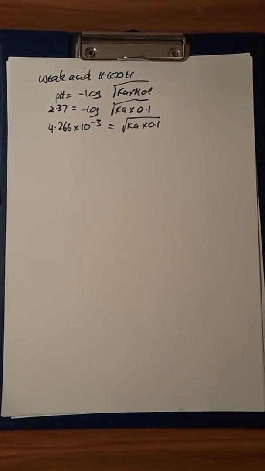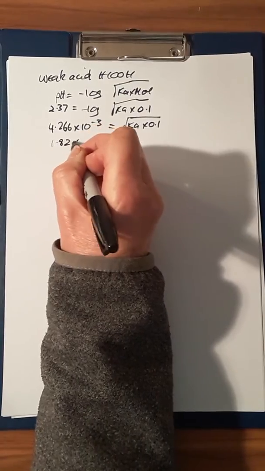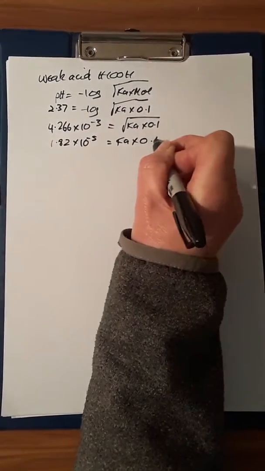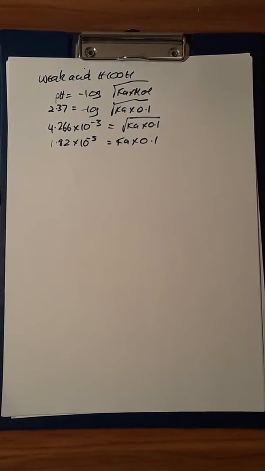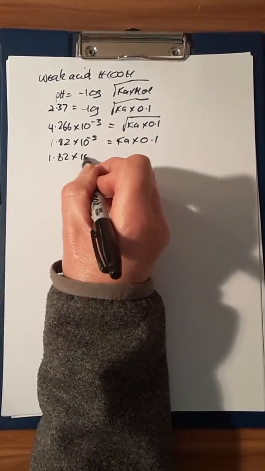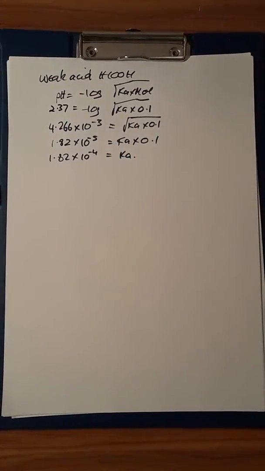So get rid of that square root on the right, square both sides, and we get 1.82 by 10 to the minus 5 is equal to the Ka by 0.1. We'll get the Ka then by dividing the 1.82 by 10 to the minus 5 by the 0.1. So this becomes 1.82 by 10 to the minus 4 is equal to the Ka for methanoic acid.